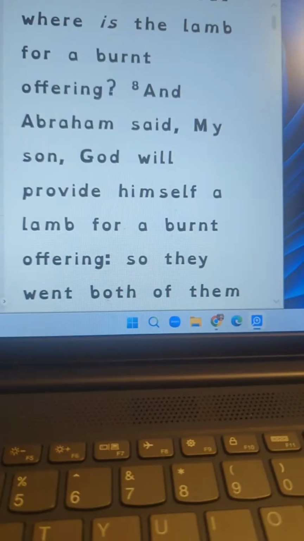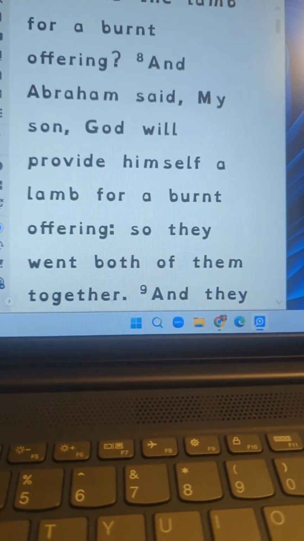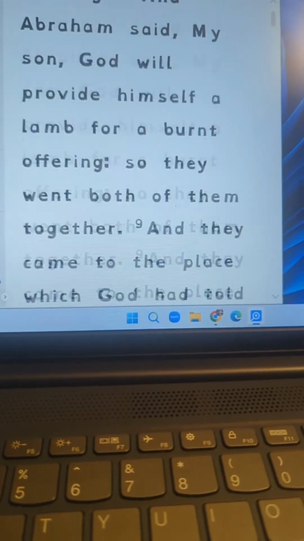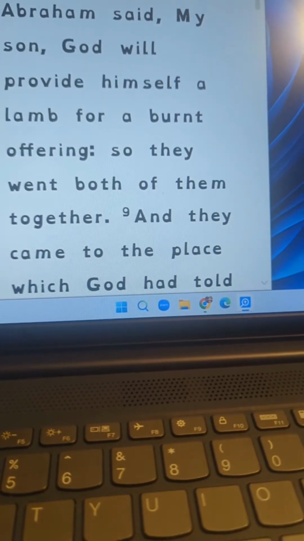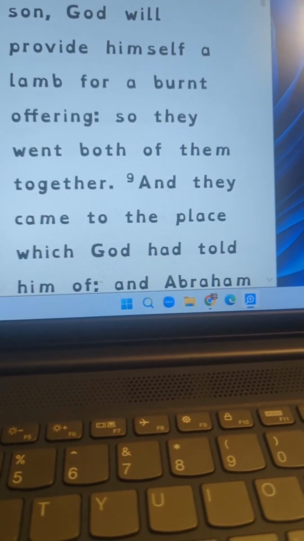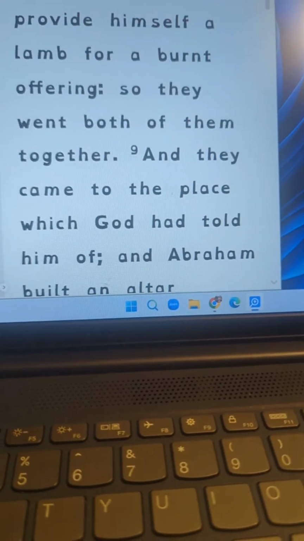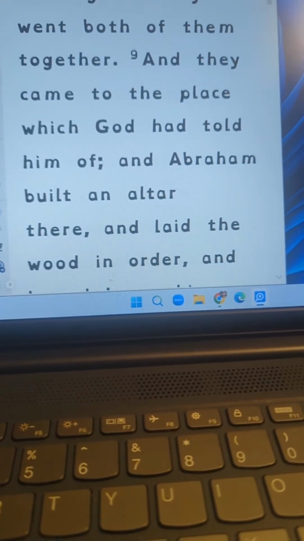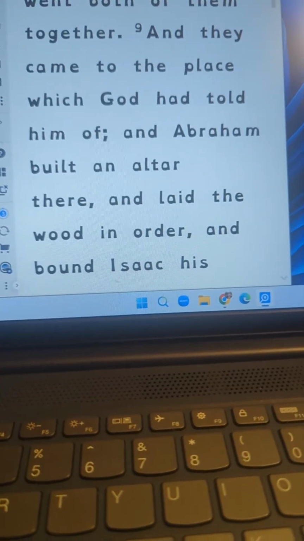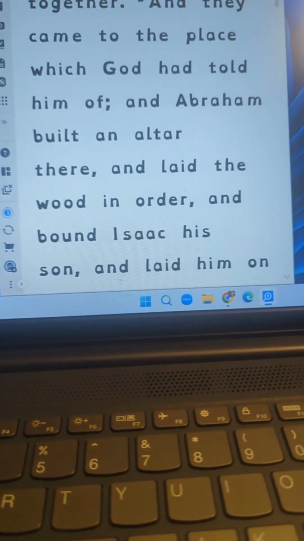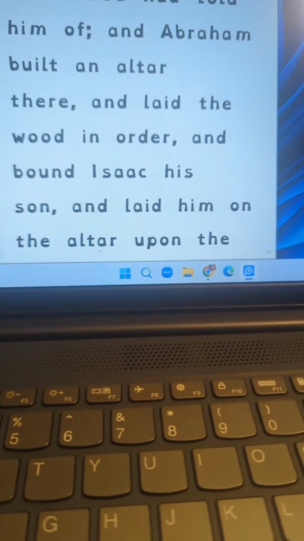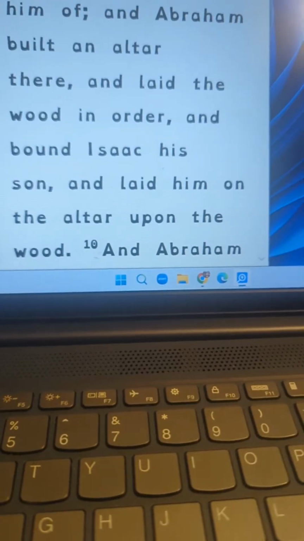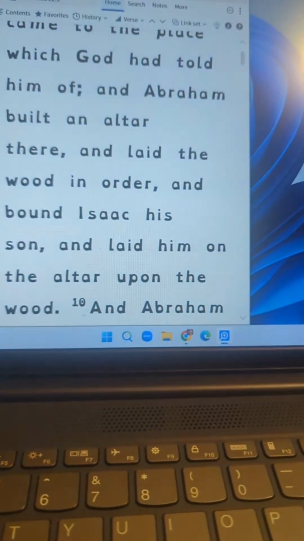So they went both of them together, and they came to the place which God had told him of, and Abraham built an altar there and laid the wood in order and bound Isaac his son and laid him on the altar upon the wood. So Abraham went through with it, right?